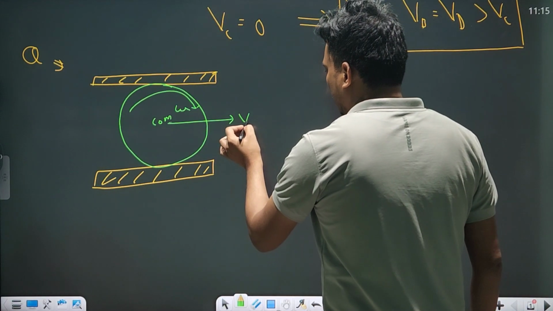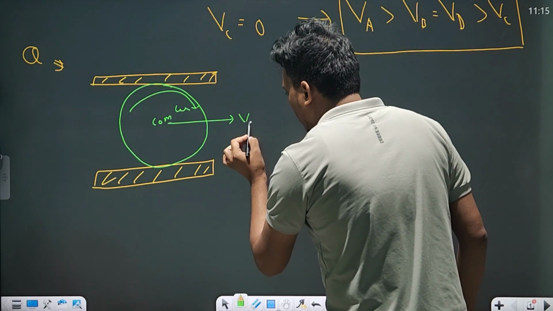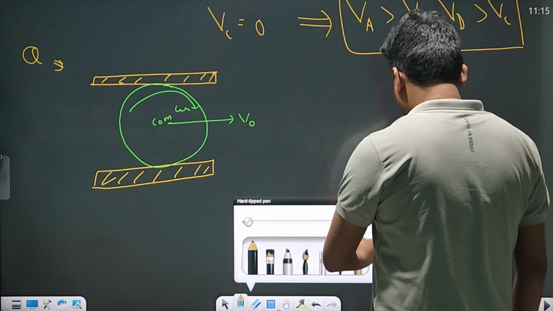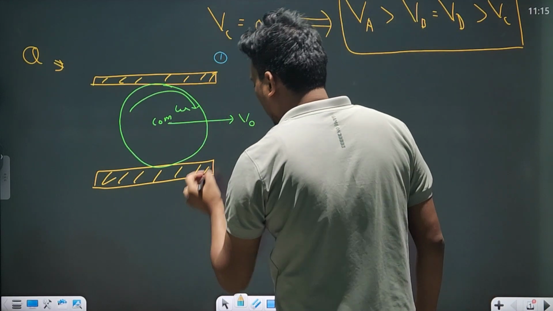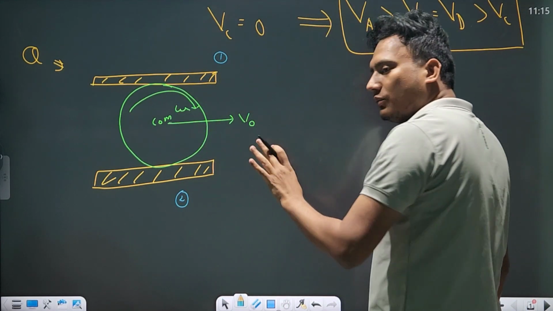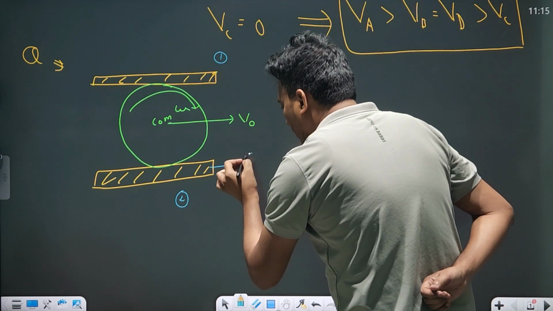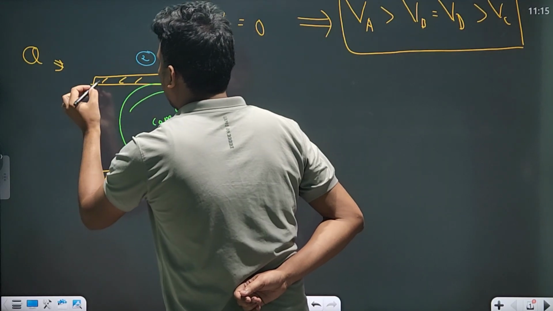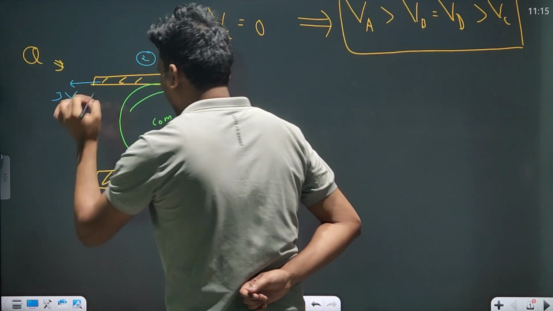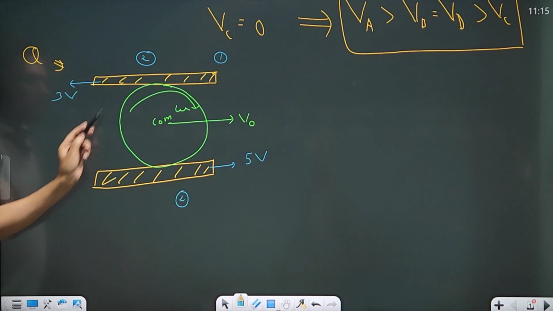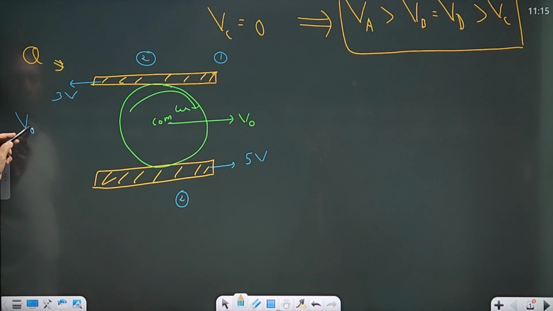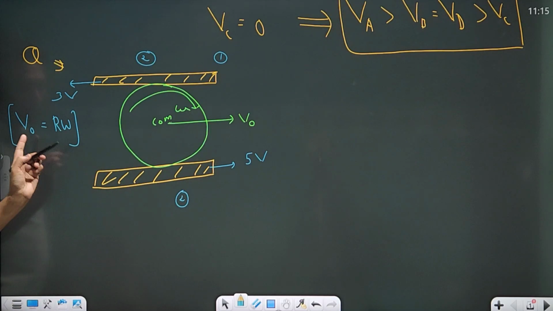This is the given v naught, and we can see two platforms, platform 1 and platform 2. Both platforms are moving. Platform 2 is moving with linear speed 5v, and platform 1 is moving in the backward direction with speed 3v. Okay, you can see the question. The wheel is in pure rolling condition. Pure rolling means v naught equals r omega. For the wheel we can write v naught equals r omega.